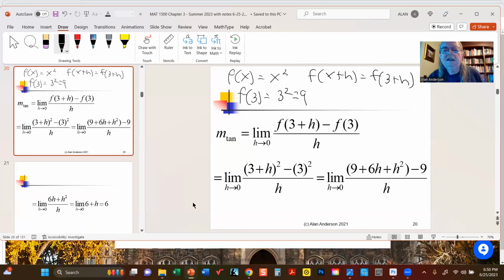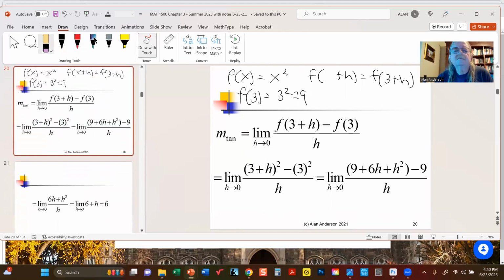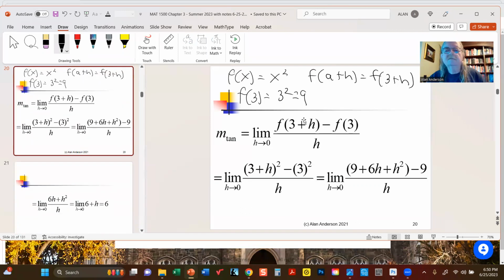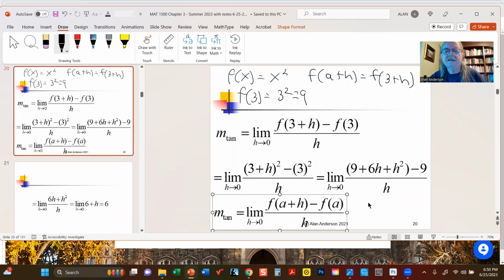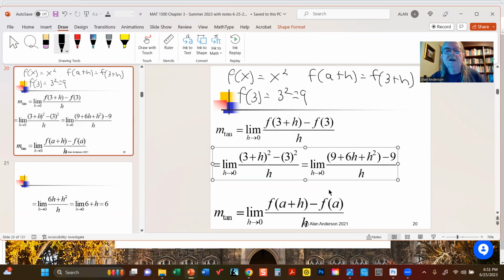Oh, sorry, I wrote it incorrectly. This should have been a plus h. Actually, let's do this. I don't want to have to keep scrolling back and forth. I'm just going to copy this definition again. I'll sneak it down here. There's just about enough space for everything.